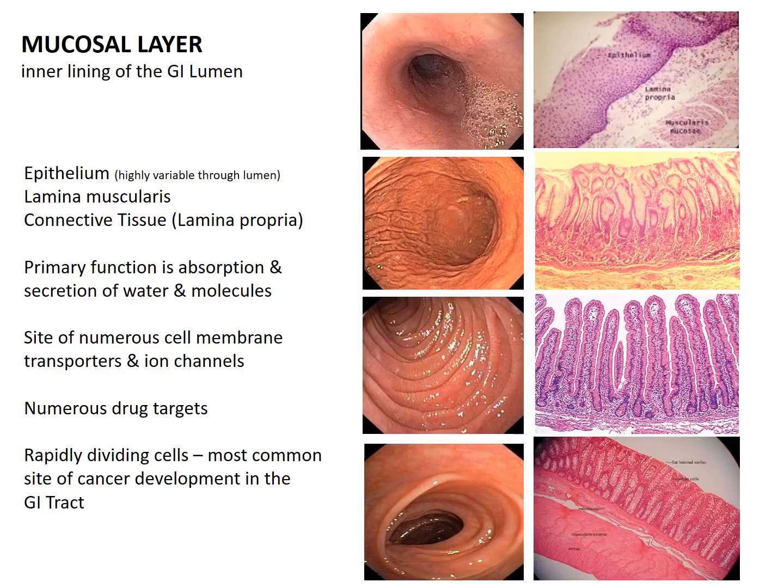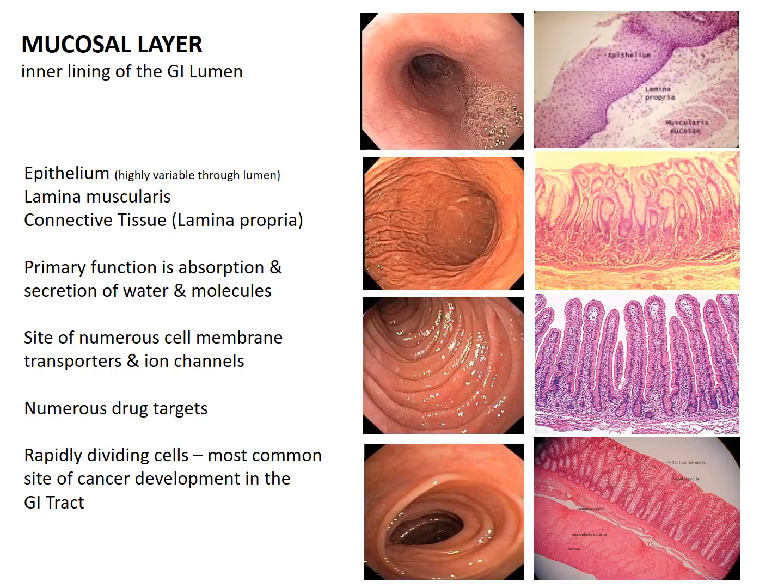The mucosa is an area where there are numbers of different types of transporters and ions able to move water-soluble, large polar molecules in and out of the GI lumen. That mucosal layer is the target for numbers of drugs, and we'll be looking at that as we move through.